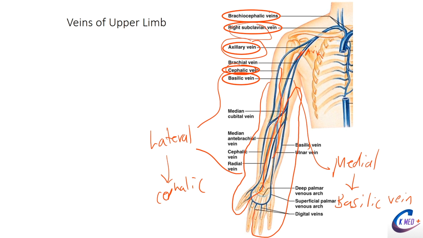And remember, on the right side, it goes into the brachiocephalic. We need that extension cord. If it's on the left side, there's no brachiocephalic, it just goes straight into your superior vena cava.